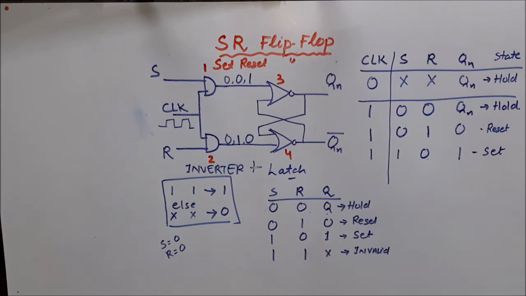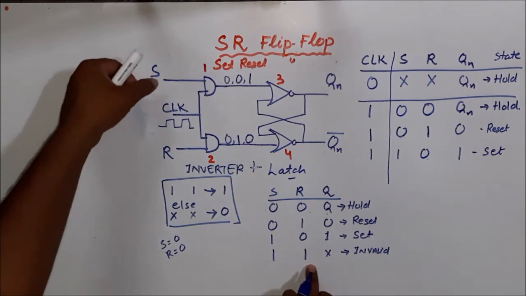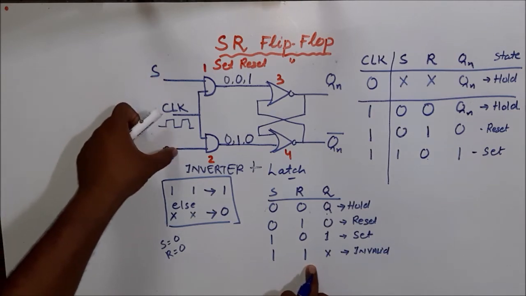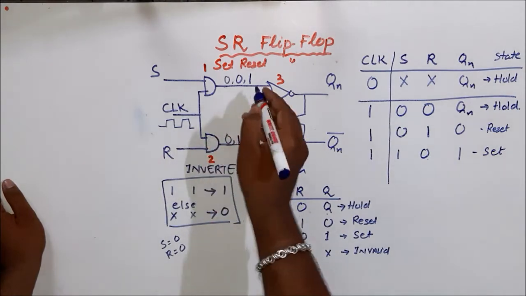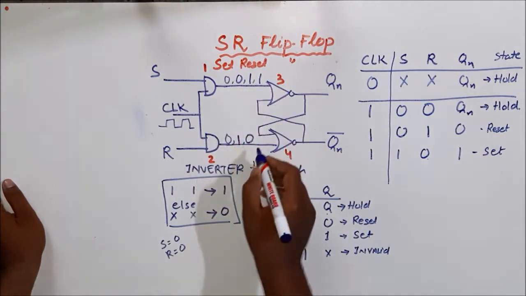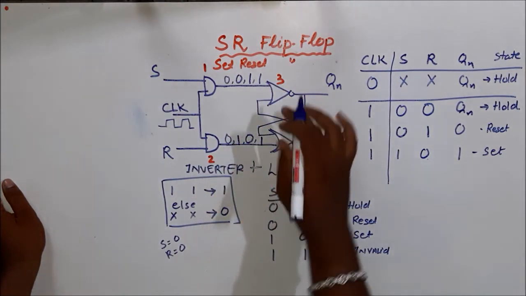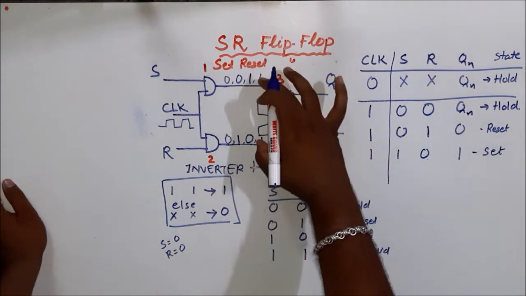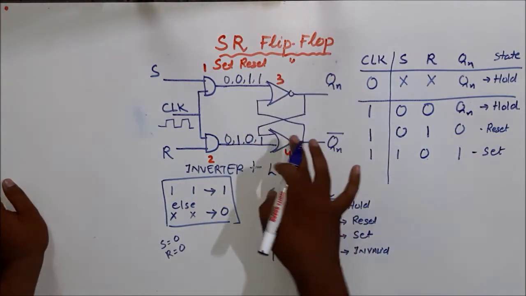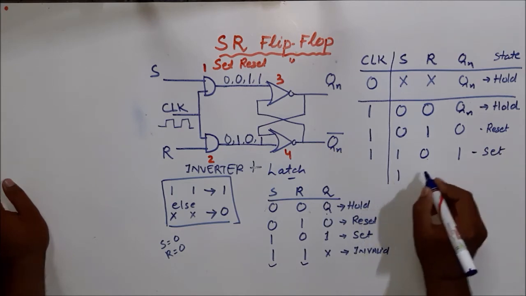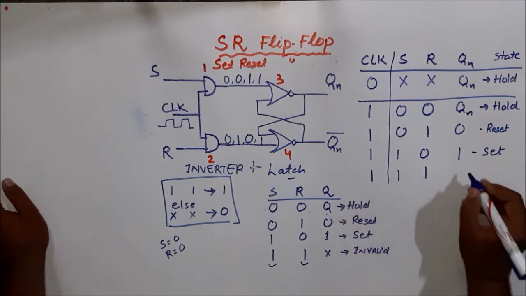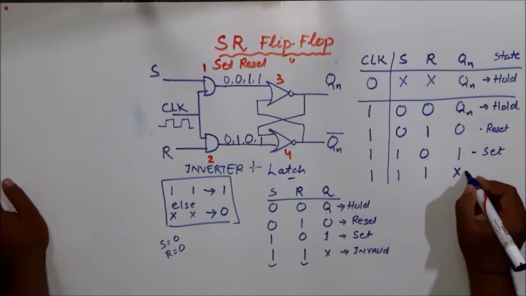And now if I make both S and R to 1, so S is 1, R is 1 and clock is high, so both the inputs are high, so output will go to high. Here output also goes to high. So now 1 and 1 are the input of this latch. So 1 and 1 with high clock gives rise to invalid condition.